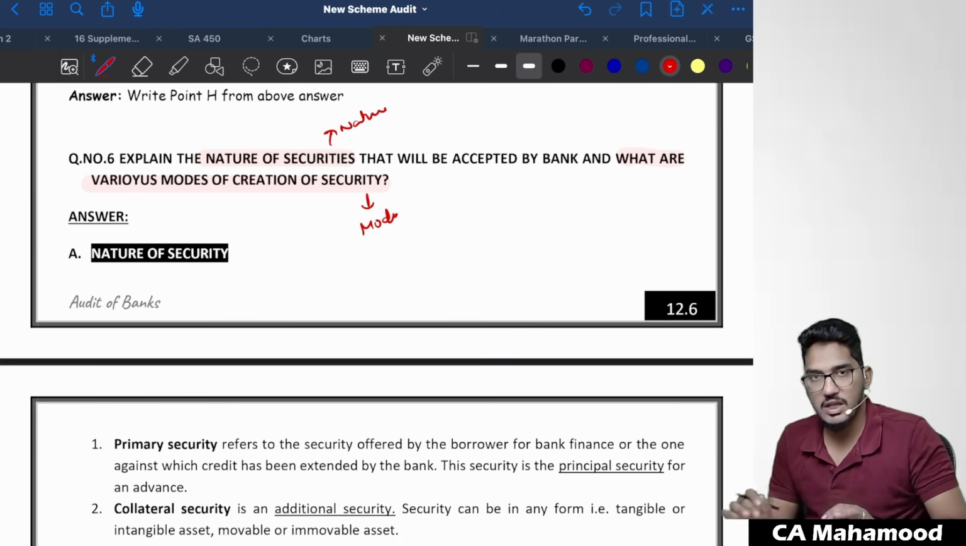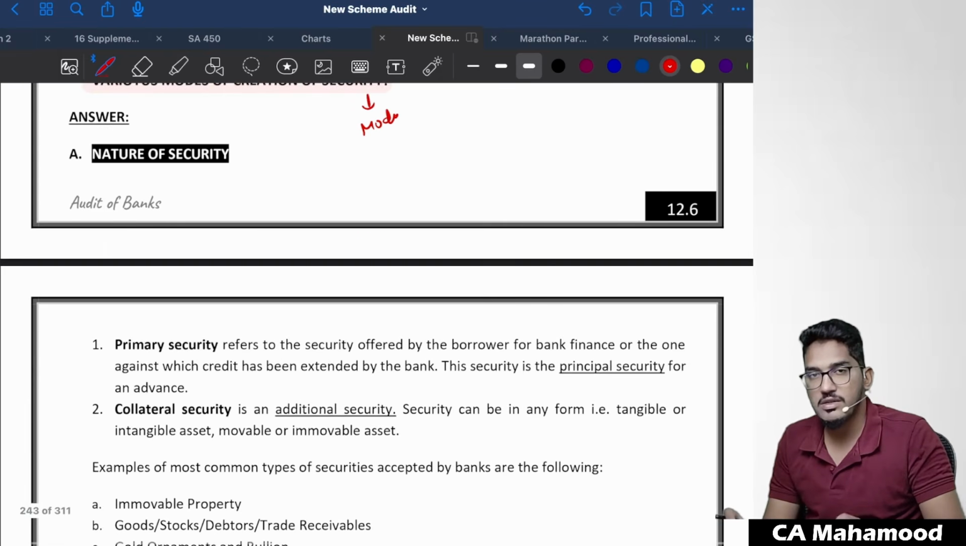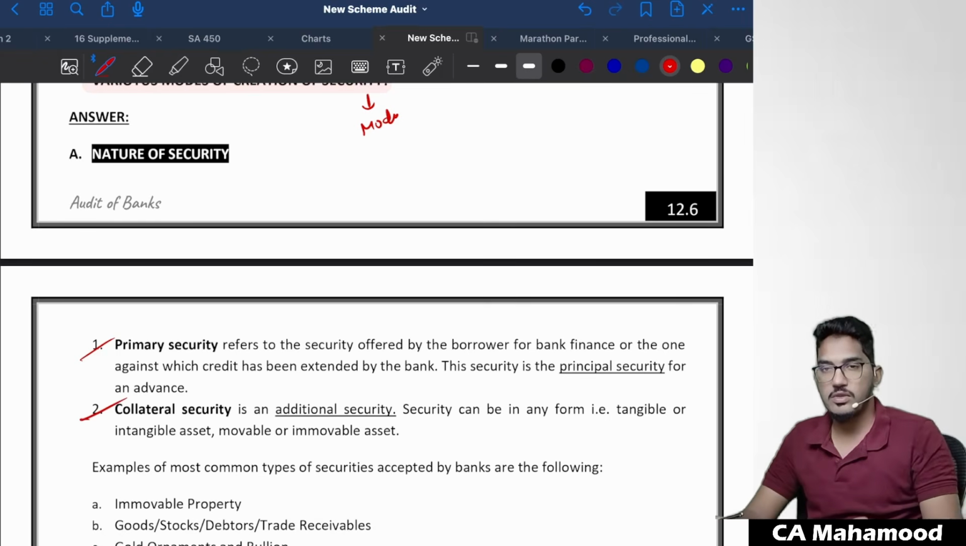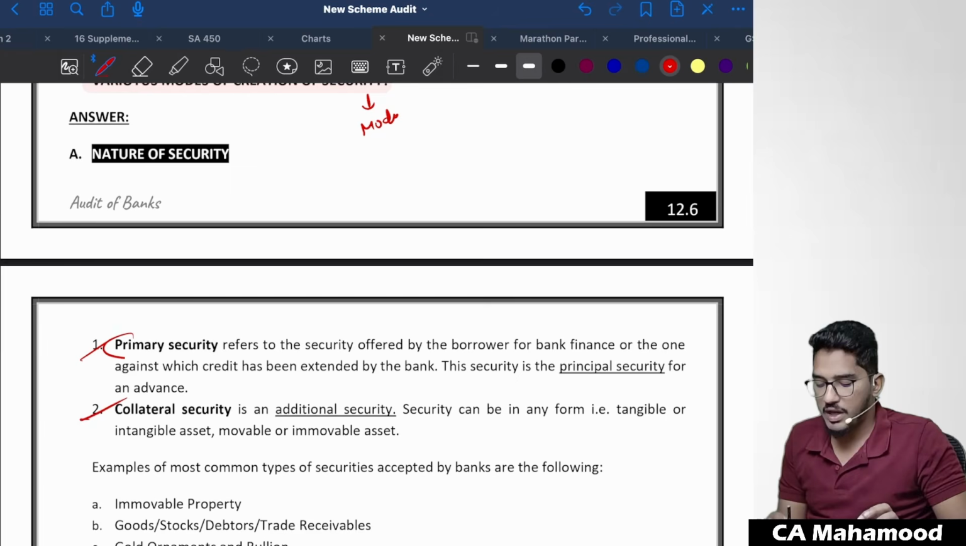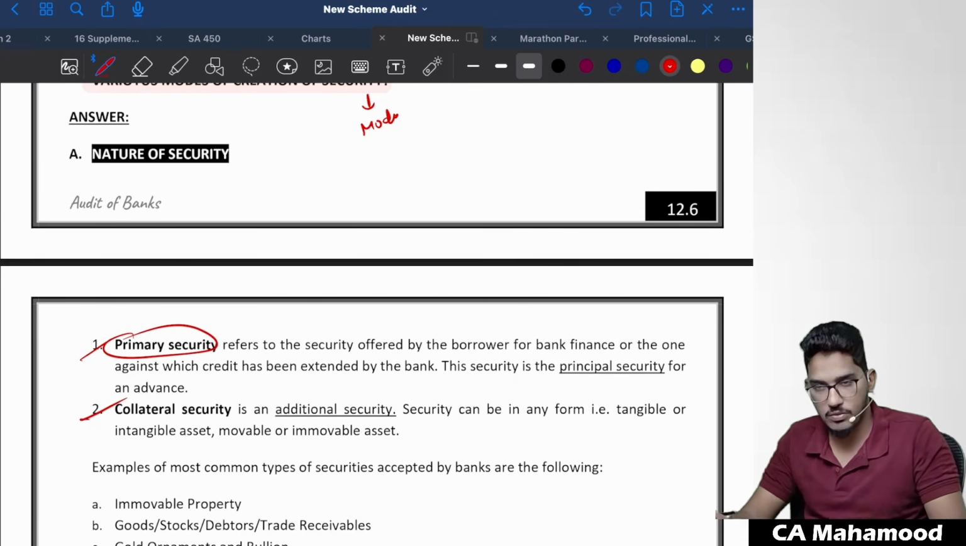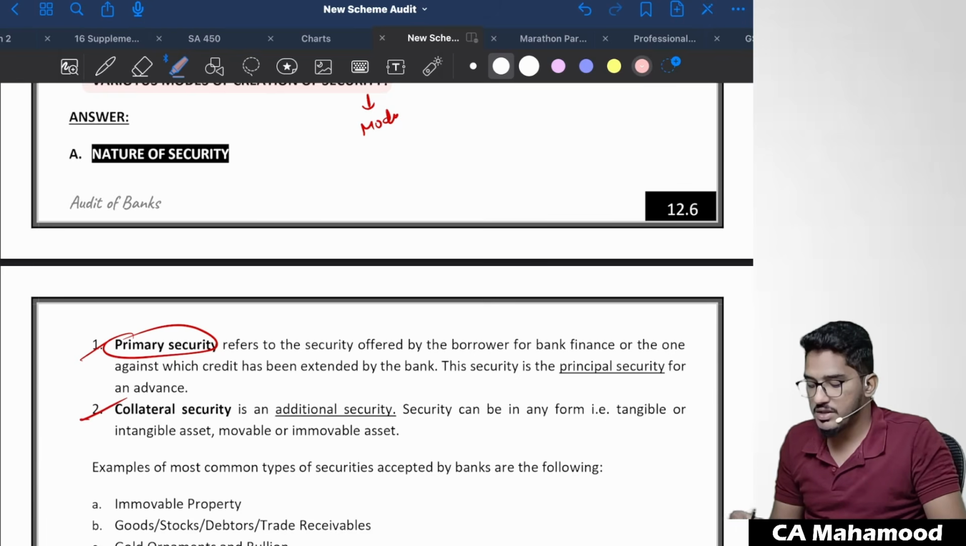Talking about the nature of the securities, we can divide the securities accepted by the bank into 2 broad categories: either primary security or collateral security. So what is this primary security? What is this collateral security? Very simple. Primary security means the main asset which you are offering as security for the loan. That is why they call it the principal asset, the principal security which is given for the loan. That we call primary security.